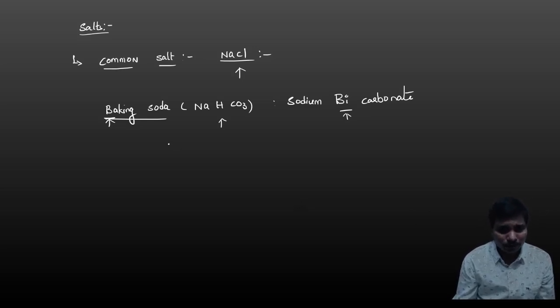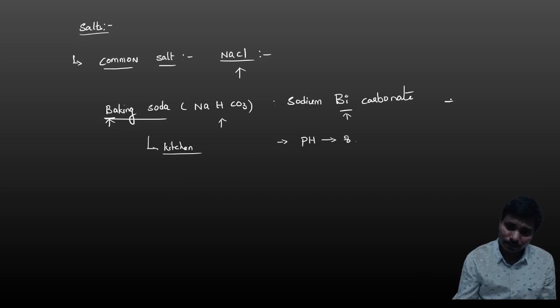I think all of you know about this baking soda. It is used in the kitchen. Coming to important points for exams, its pH is nearly equal to 8 to 9. So it is one of the weak bases. Consider it a weak base or medium base.